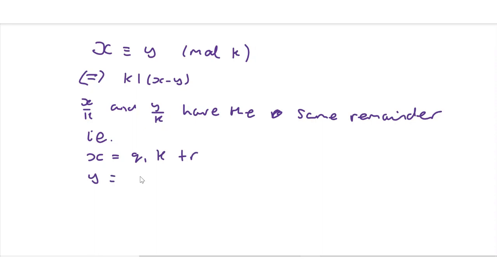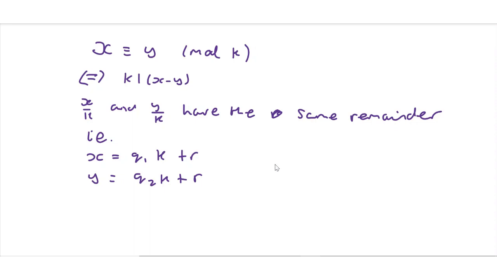Y is equal to some integer multiple of k plus the same remainder. Okay, so that's taking k1 as the biggest integer multiple we can multiply k by to still be less than x. Okay, and same for y. And r is the same remainder.